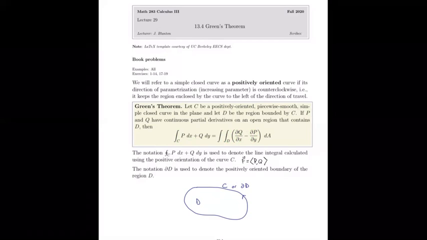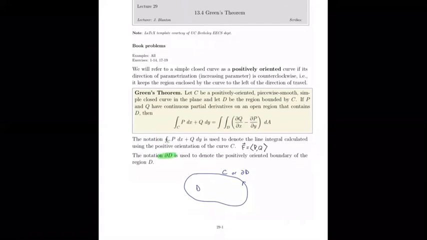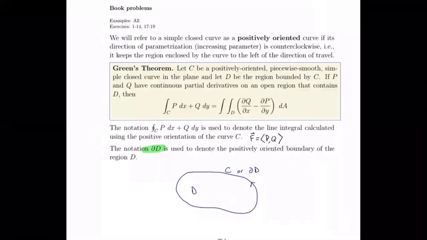Some notation that we'll see: this circle on the integral sign is used to denote the line integral of these functions P and Q in the positive direction, or the positive orientation of the curve C. Also note that this partial D is used to denote the positively oriented boundary of the region D. It's not any kind of derivative or anything. It's just a symbol for the positively oriented boundary of a region. We'll see that notation come up quite a bit.